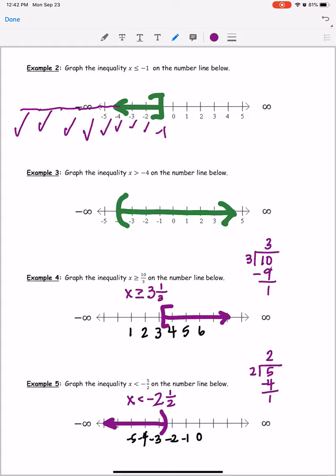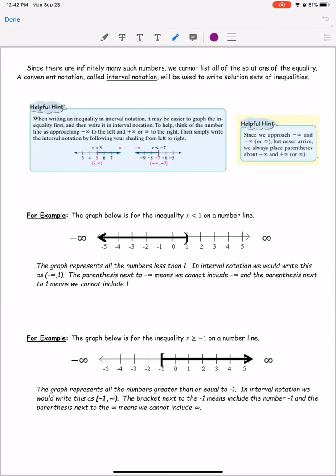Do you really want to list out all of those numbers? I bet you don't, because it's never going to stop, right? So because it's never going to stop, we don't want to write down all of those numbers. We use this interval notation.